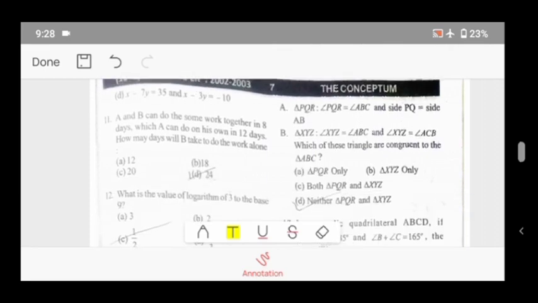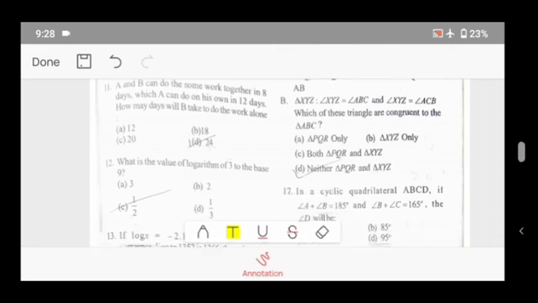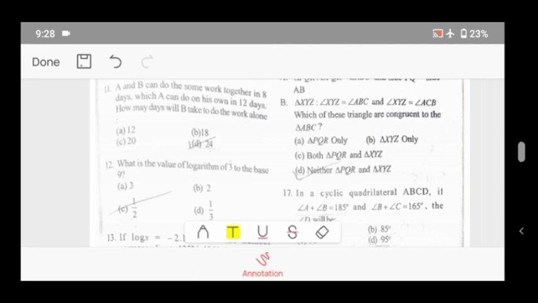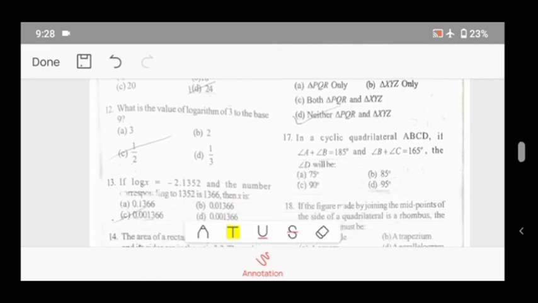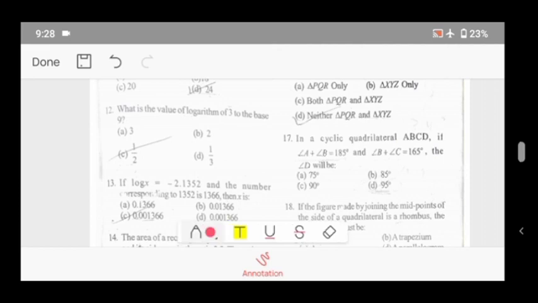11th one, A and B can do the same work together in 8 days, and A can do it alone in 8 days. How many days will B take? Whatever you solve, the answer will be D, 24 days. 12th one is, what is the value of logarithm of 3 to the base 9? The answer is C.